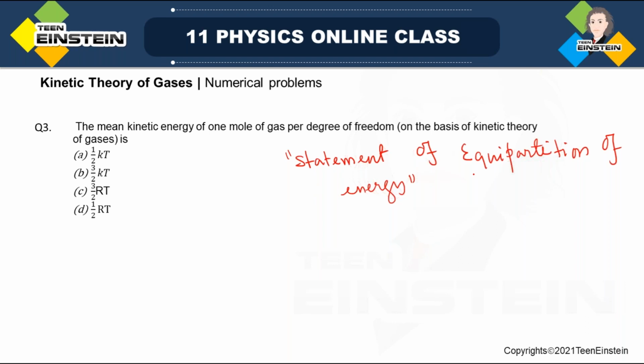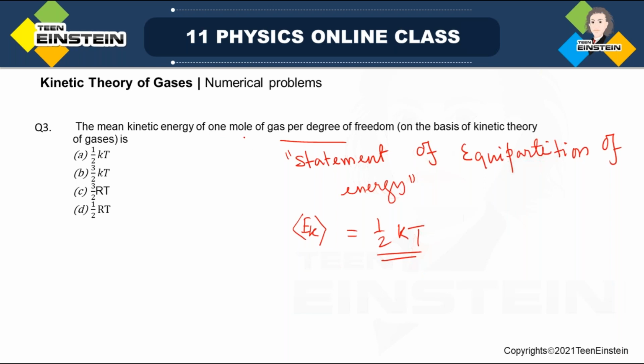See, the statement of equipartition of energy was that the mean kinetic energy, if I write EK, will be given by, or in other words, the energy shared per degree of freedom per molecule is half kT.